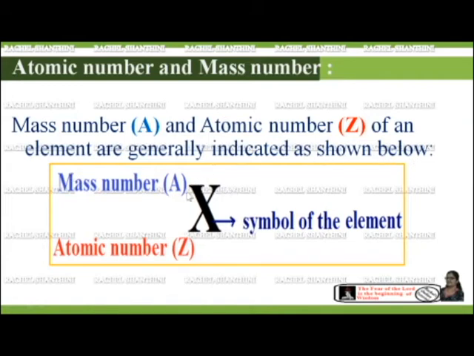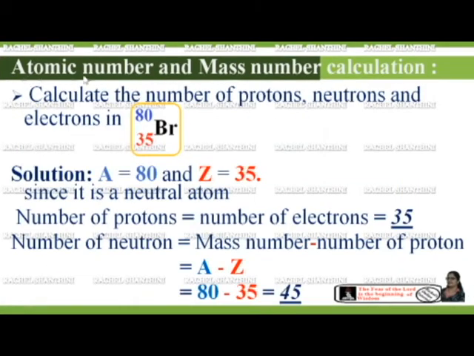If the position of the letter X represents the symbol of the element, then to the top left corner of the symbol of the element, we can write the mass number, and at the bottom left corner of the symbol of the element, we can write the atomic number. To understand better about the calculation of atomic number and mass number, let us do the following calculation.